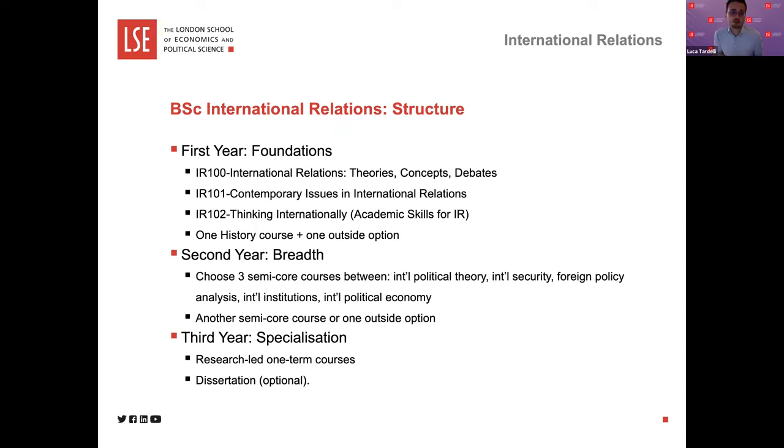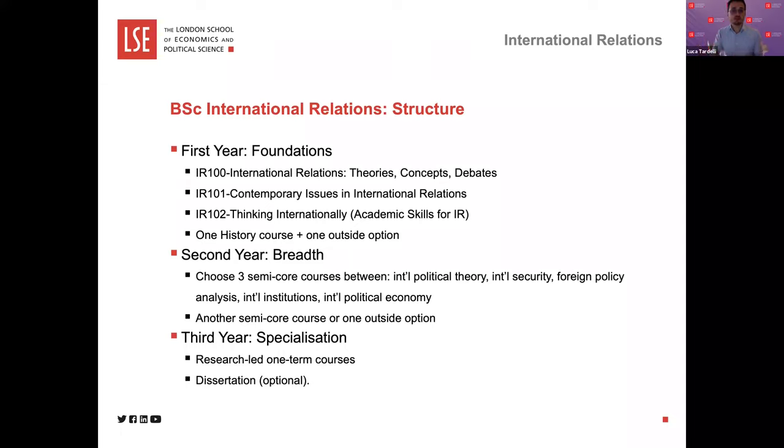Then you will also be required in year 1 to take 1 international history course because it's particularly foundational for us, but also 1 outside option. If the first year is about foundations, the second year is about breadth. Here in your second year, you will explore different subfields in the discipline of international relations.